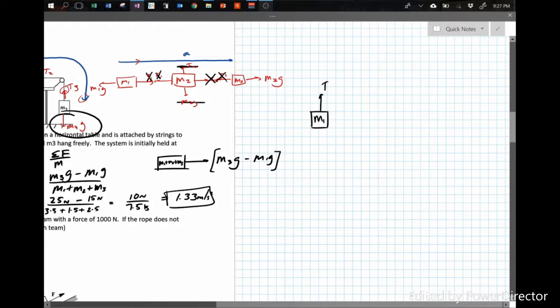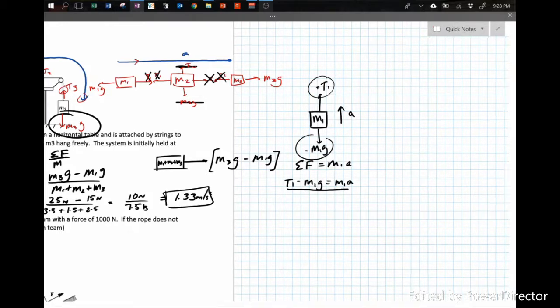So we have mass 1, tension 1 is pulling up, m1g is pulling down, and we're accelerating up. That's a free body diagram with the direction of acceleration. Direction of acceleration tells me that the tension is positive and the weight is negative. So net force equals m1a, Newton's second law. And then I've got to add my forces together. So that's T1 minus m1g is equal to m1a. And at this point, if we really wanted to, we could substitute m1, we could substitute the acceleration, and we could find tension 1.